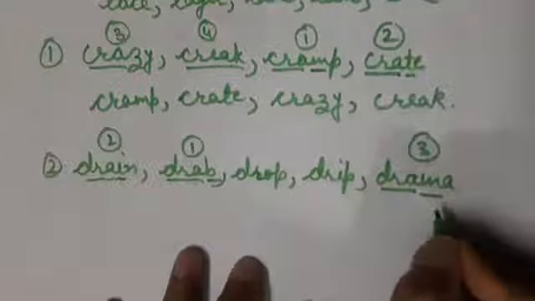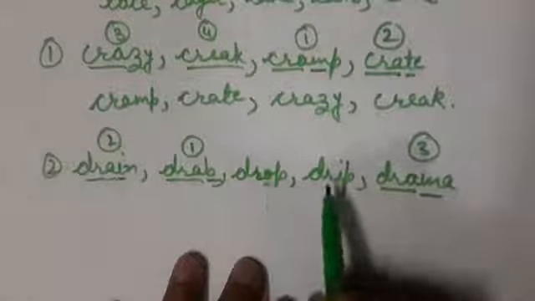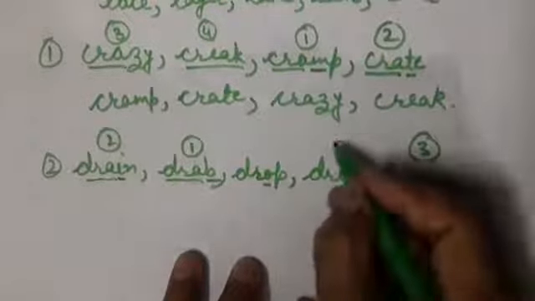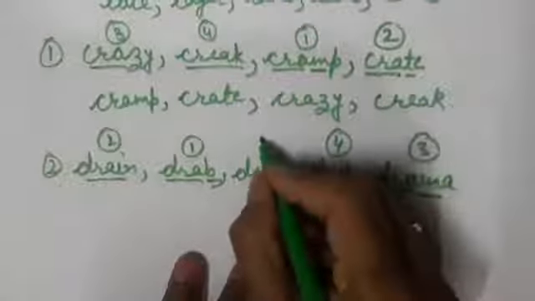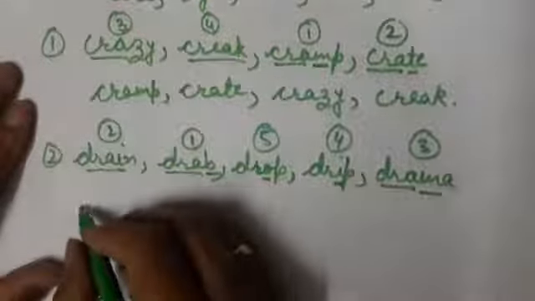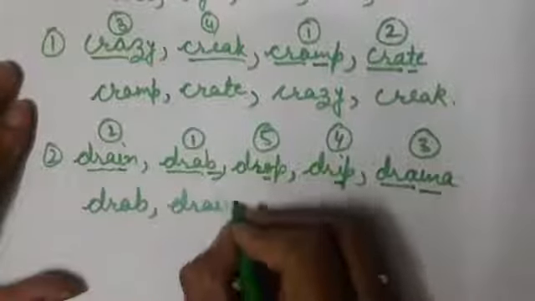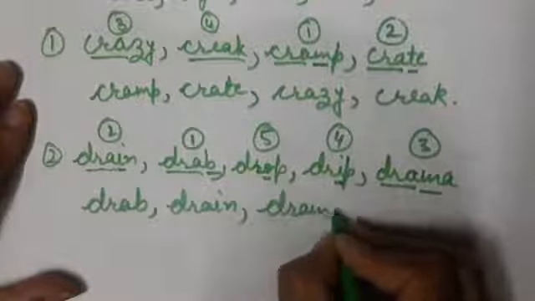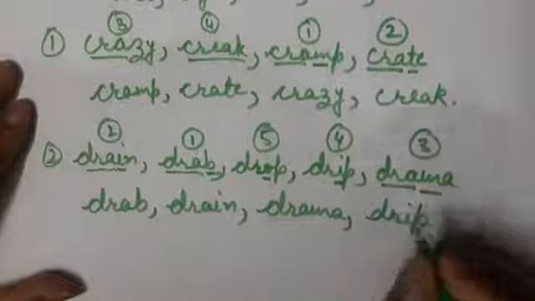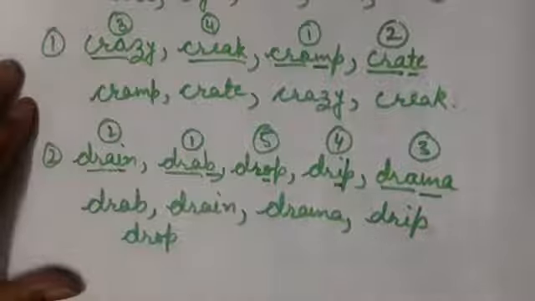Okay, I hope you understood it. Now we have to check in these two, O and I, which will come first. You very well know I will come first, so we will write 4 over here, and over here we will write 5. Now let's write down in the sequence: drab, drain, drama, and the fourth one is drip, and the last one is drop. So I hope you got it.